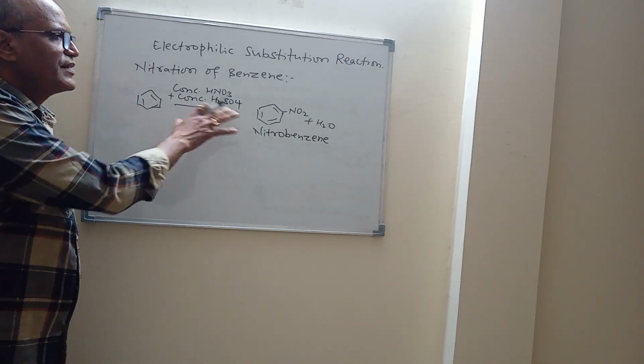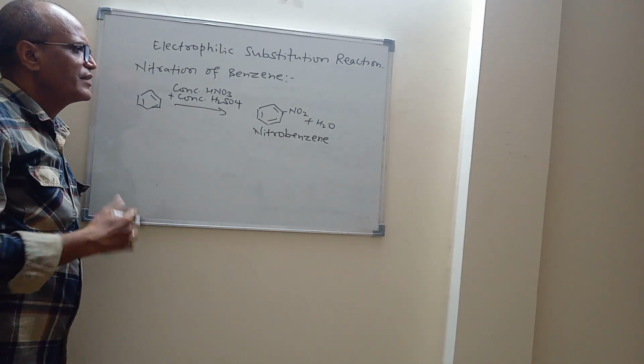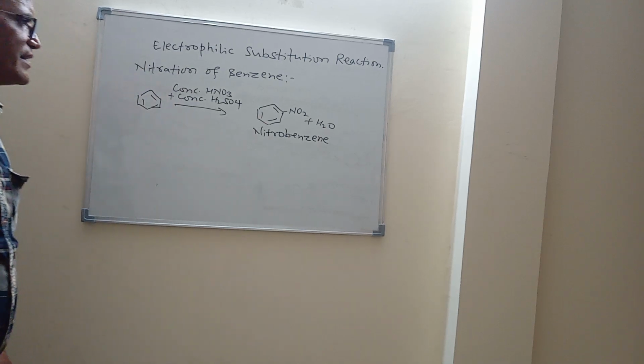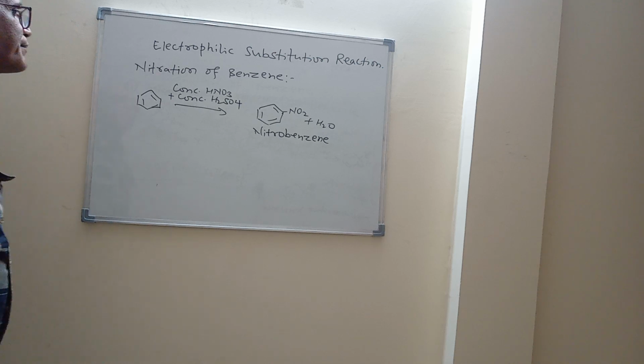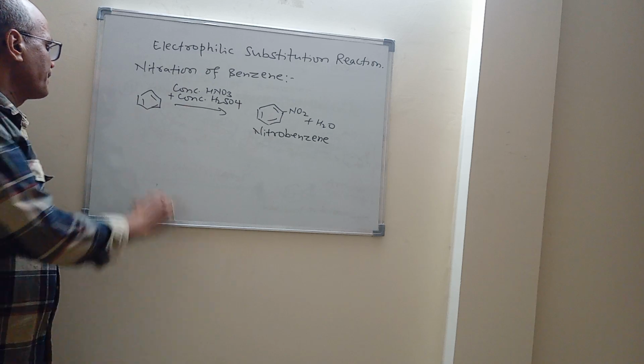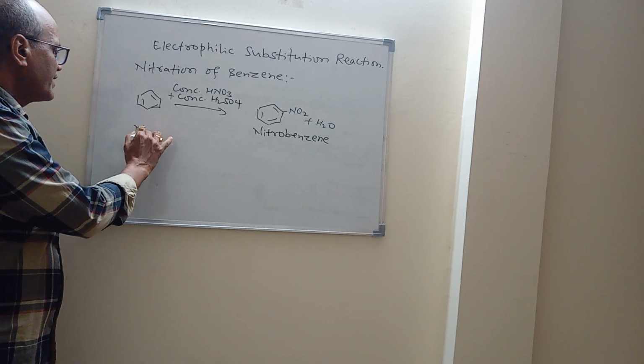Here the benzene ring is oxidized also, so it is an example of a redox reaction also. Benzene ring is oxidized in this case. So the product we got here is nitrobenzene. Now its mechanism portion.